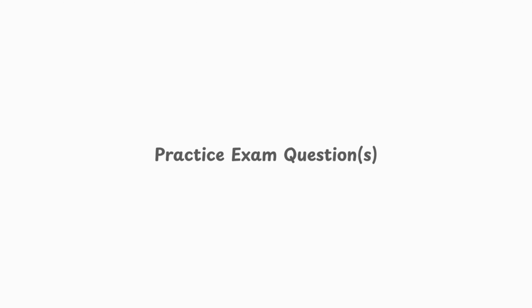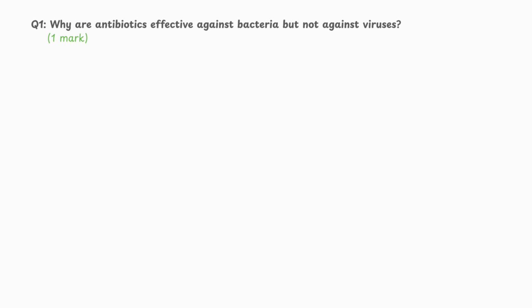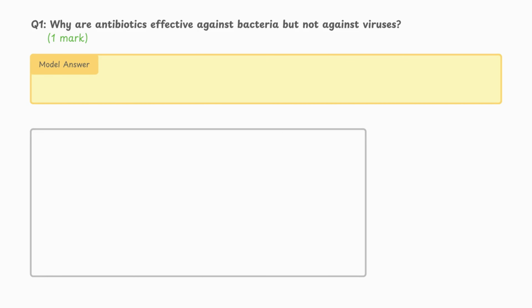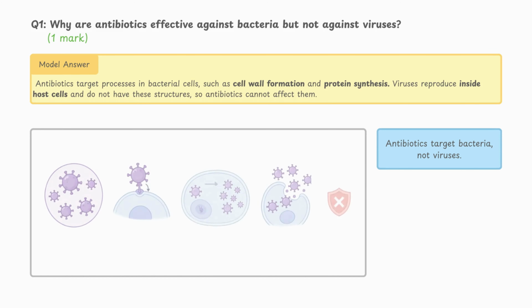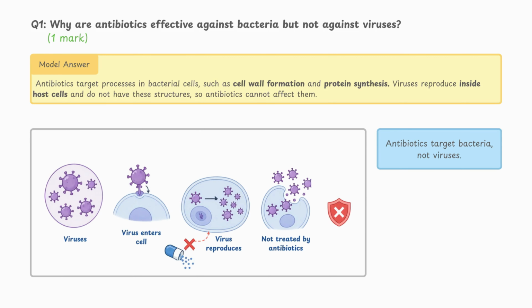Now let's work through some exam-style questions. You can pause the video and try it yourself. Let's begin with question number 1. Why are antibiotics effective against bacteria, but not against viruses? Antibiotics target processes found in bacterial cells, such as cell wall formation and protein synthesis. Viruses reproduce inside host cells and do not have these structures, so antibiotics cannot affect them.